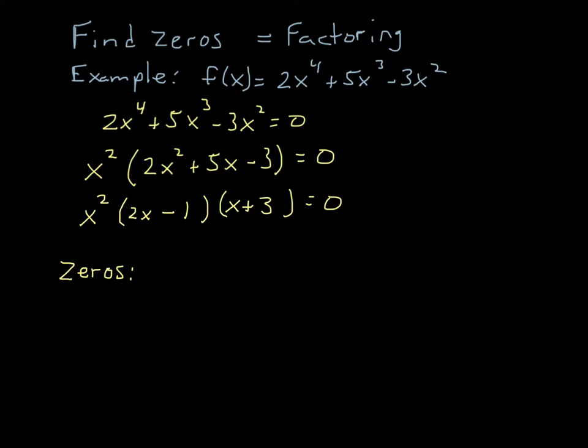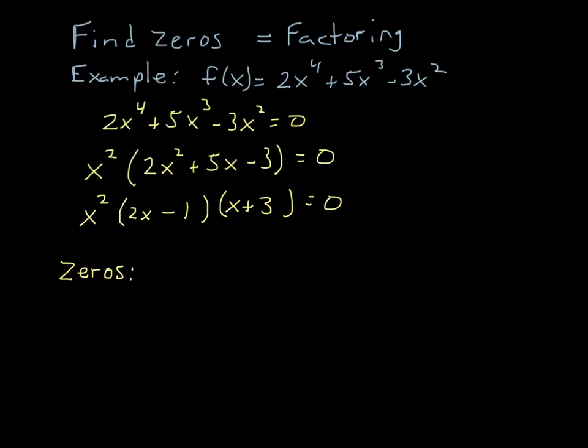Welcome back. Well, in this case, when I factored that, the 2x squared plus 5x minus 3, what I got is 2x minus 1 times x plus 3. And so my polynomial f of x of 2x to the fourth plus 5x cubed minus 3x squared has a complete factorization of x squared times the quantity of 2x minus 1 times x plus 3. At this point now, since it's factored, we can now identify the zeros.